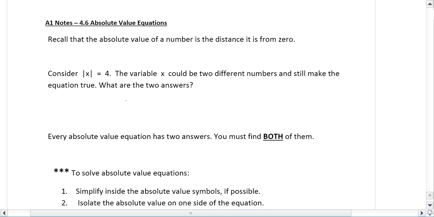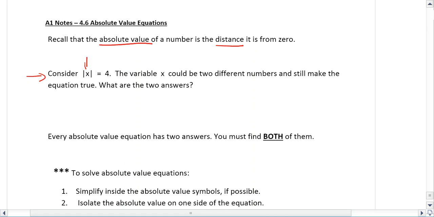So first, let's remember, we studied absolute value. The definition of absolute value was how far the number is from zero. Absolute value was a distance. So I want you to think about that. When we studied the absolute value, consider the absolute value of x equals 4.